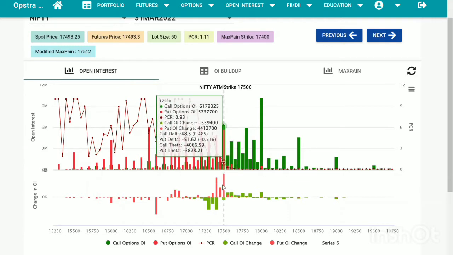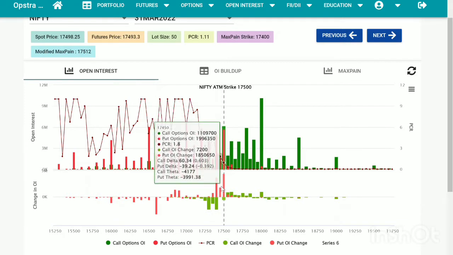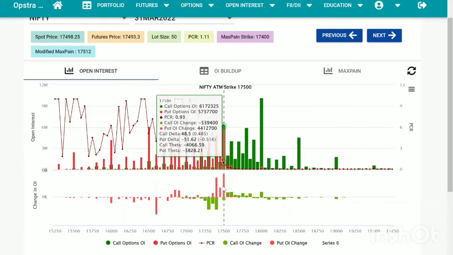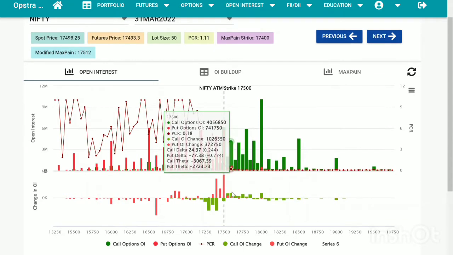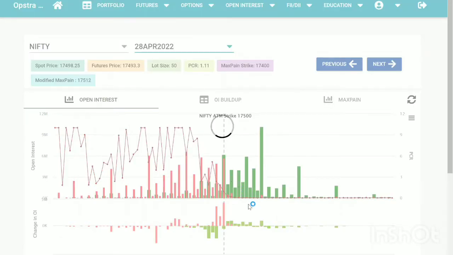People are in the mindset that the market will not fall below 17,500. 17,400 also has huge put writers, so it means it will not fall over here. That's why they wrote a put, and overnight added put writing positions over here. Put writing means they are expecting the market to remain above 17,500. So that's what we are getting from the open interest analysis as well. If we see next month's open interest, then let's see what we are observing.